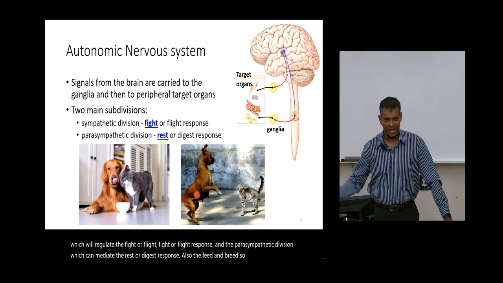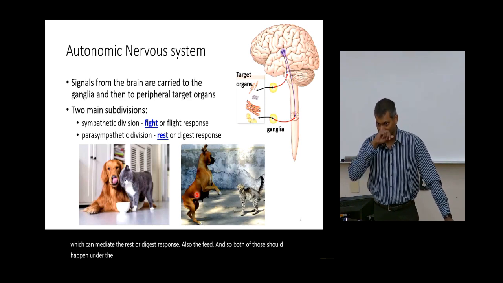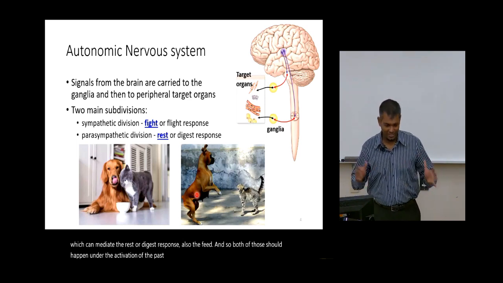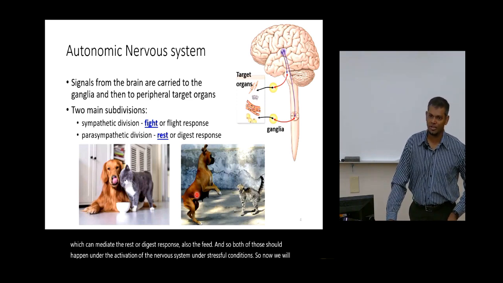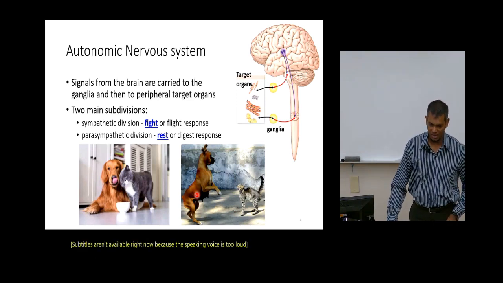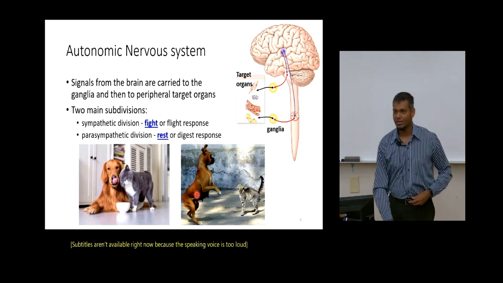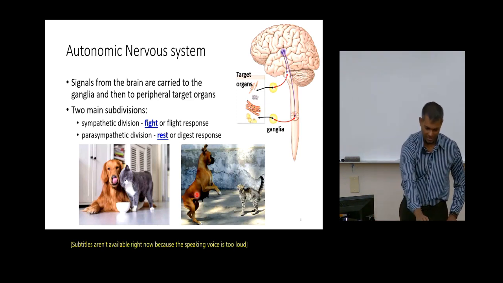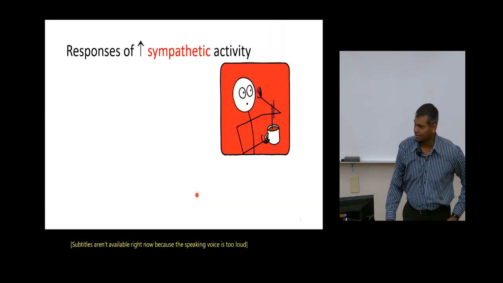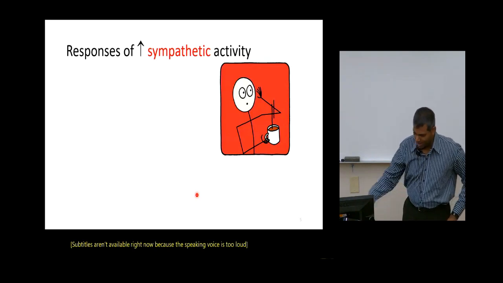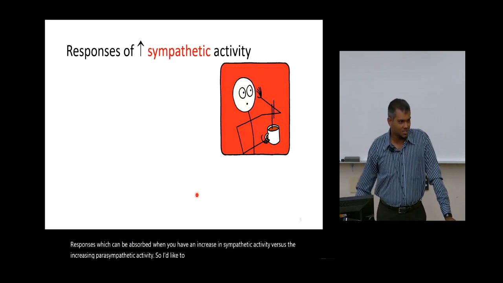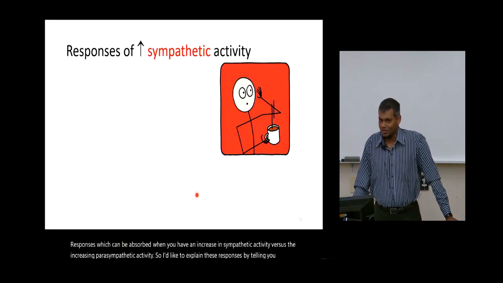So both of those should happen under the activation of the parasympathetic nervous system under restful conditions. So now we will see some of the responses which can be observed when you have an increase in sympathetic activity versus an increase in parasympathetic activity. I'd like to explain these responses by telling you a short story of what happened to me.